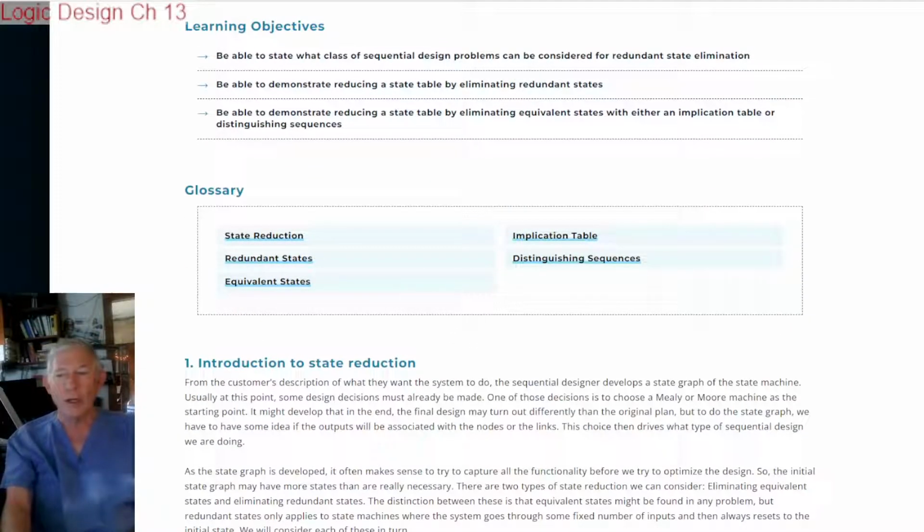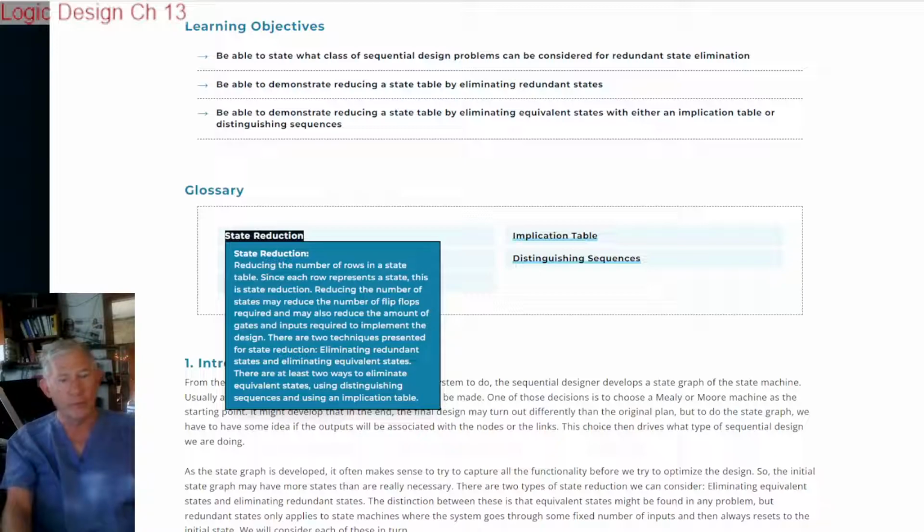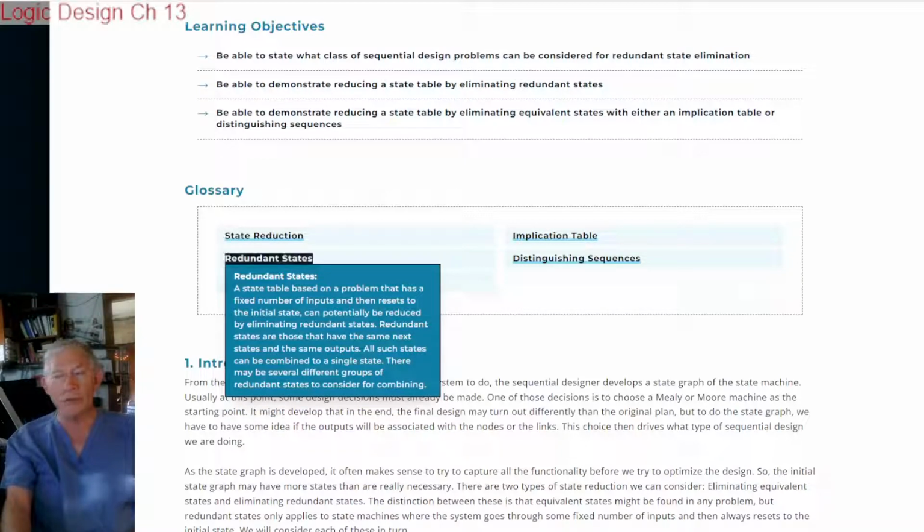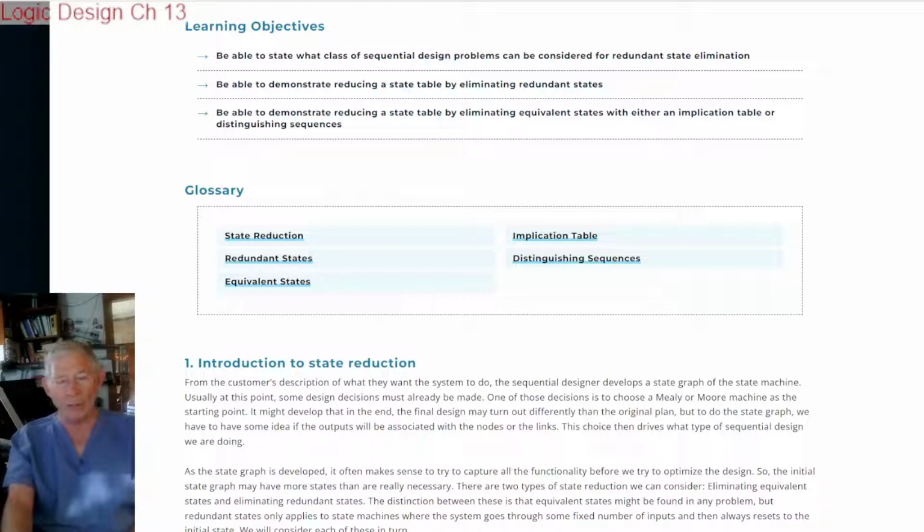All right, so some terms. State reduction just means figuring out a way to combine some states so that we don't have as many states. Redundant states are states, in a problem where we input a fixed number of inputs and then reset, that have the same next states and the same outputs. In that setting, if there are 2 such states, then 1 state is sufficient. If there are 3 such states, we just need 1 state. So we'll substitute that one state in for the other states, and then we'll re-examine it and see if there are some new additional redundant states.